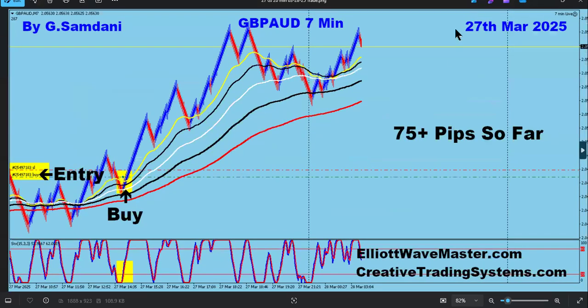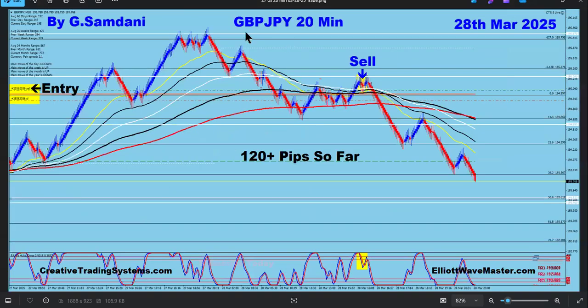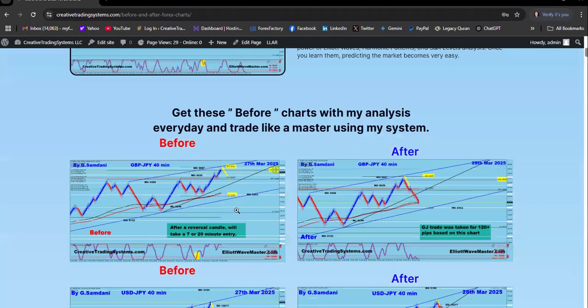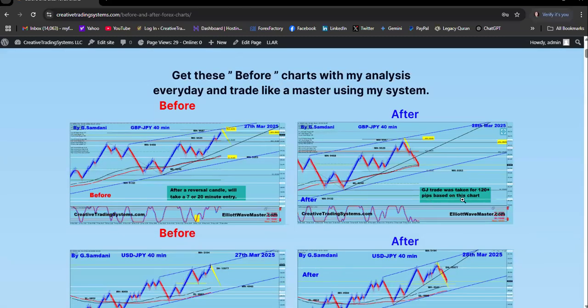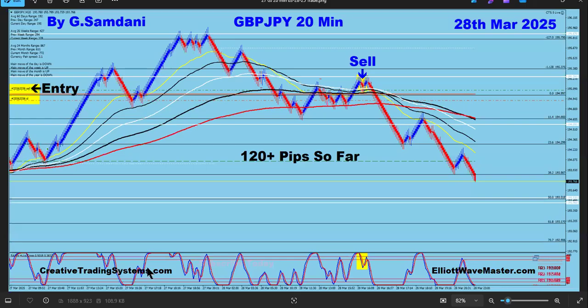On the 20th, Friday, this is pound yen coming down again, and this is because of the pound yen. See this chart here? I made this chart. It's going to come down from there to there, and this is how it came down. And I started to write here that the GJ trade was taken 420 pip based on this chart, right? So it came down, and I had this trade here, 120 pip trade.